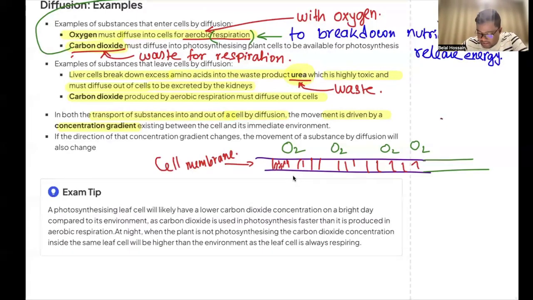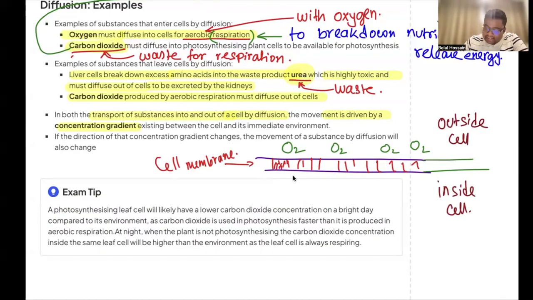The reason is very simple. This is outside cell. This portion is inside cell. Inside the cell, there will be a lot of carbon dioxide, but not oxygen. Because when oxygen diffuses in, oxygen will react with glucose and turn into carbon dioxide. Okay, so outside there will be very little carbon dioxide. So carbon dioxide will need to diffuse out of the cell.